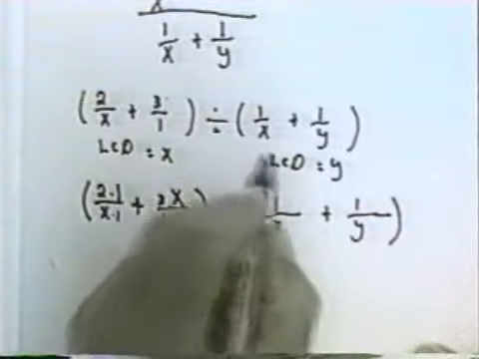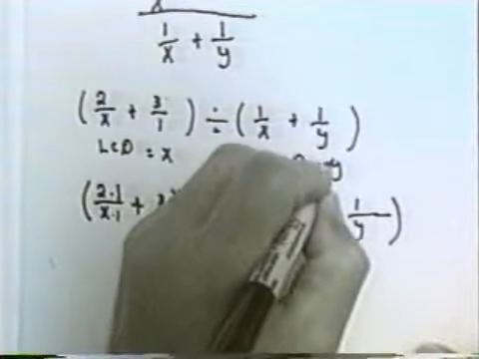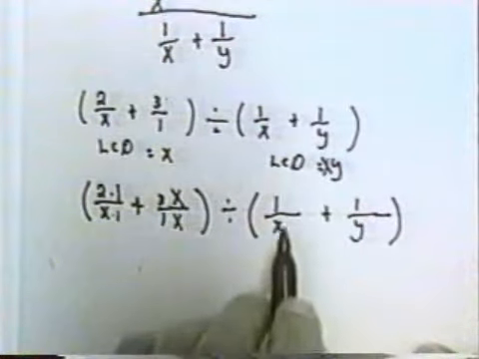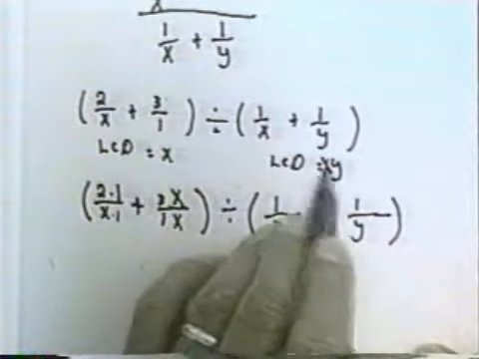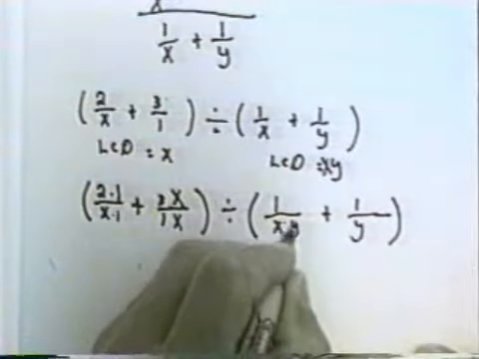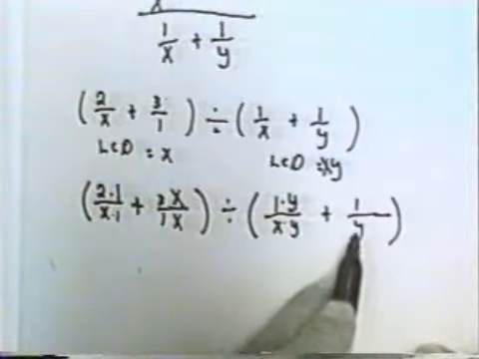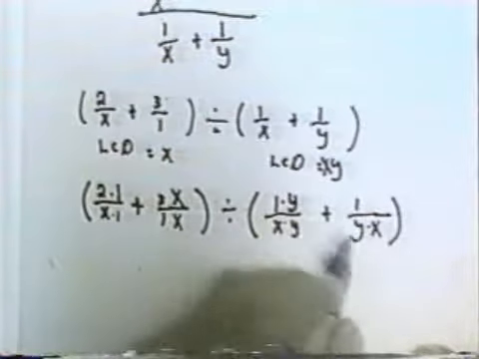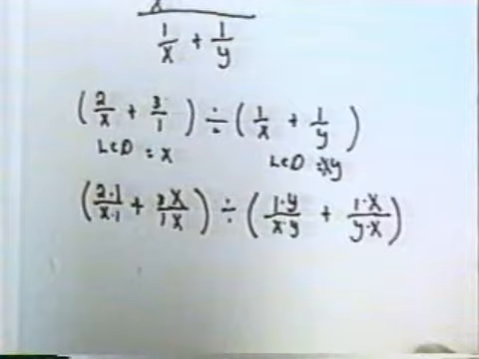I said the least common denominator was y here. Actually, the least common denominator is x times y. So what do I need to multiply x by to get my least common denominator of x times y? I need to multiply the x by y. If I multiply the denominator by y, then I multiply the numerator by y. What do I need to multiply y by to get xy? The answer is x. Multiply the denominator by x, then I multiply the numerator by x.